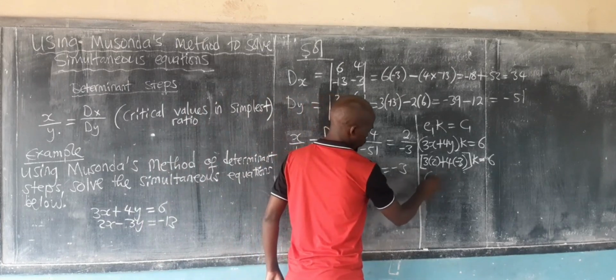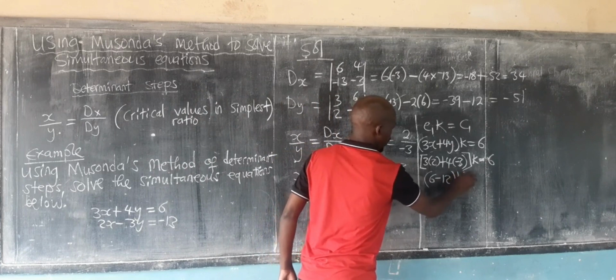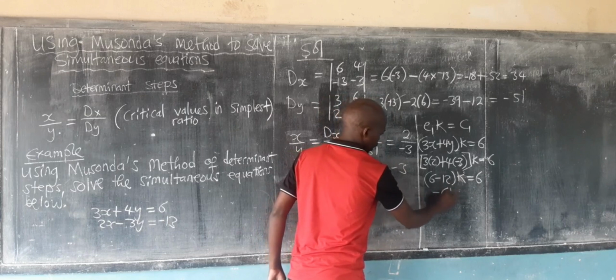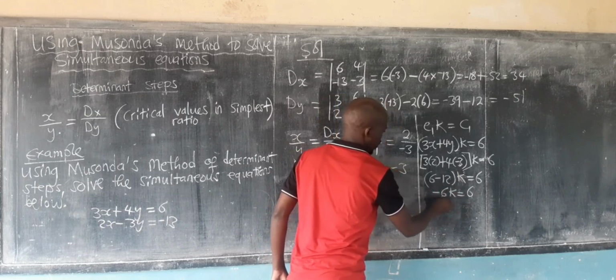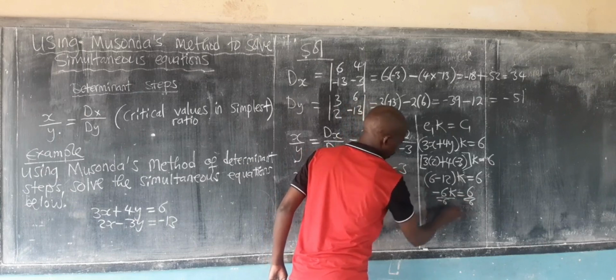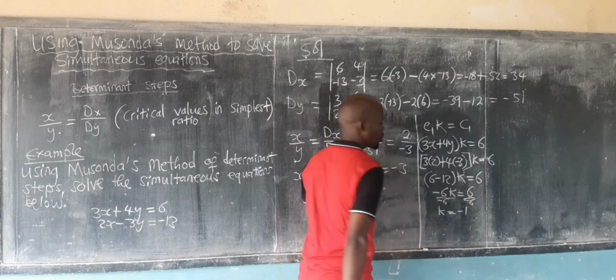We have positive 6 minus 12. Then outside, our k equals positive 6. Our negative 6k equals positive 6. I divide throughout by this, and I'll get my k as negative 1.